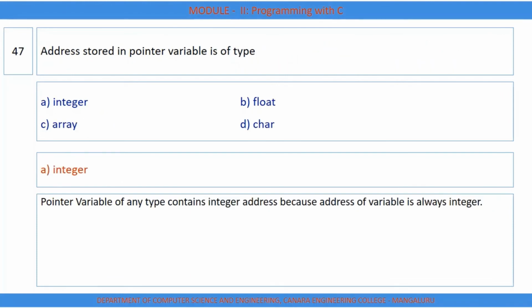Address stored in a pointer variable is of type: option A, integer; option B, float; option C, array; option D, character. Answer is option A, integer. A pointer variable of any type contains an integer address because the address of a variable is always an integer.